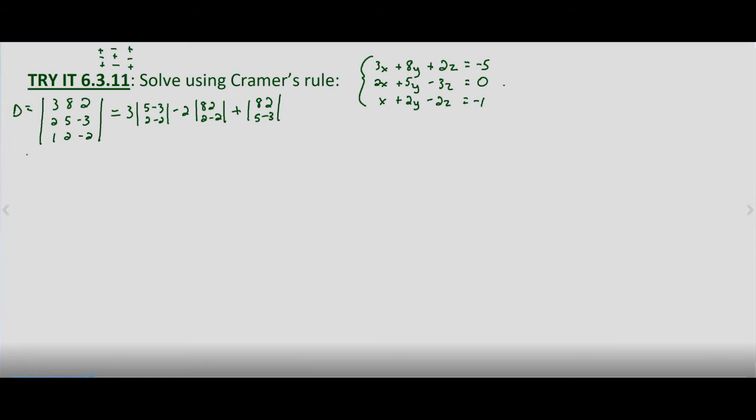And that is going to equal 3 times 5 times negative 2 is negative 10, minus 2 times negative 3 is negative 6, so negative 10 minus negative 6 is negative 10 plus 6, which is negative 4, minus 2 times, we have negative 16 minus 4. 8 times negative 2 is negative 16. 2 times 2 is 4.